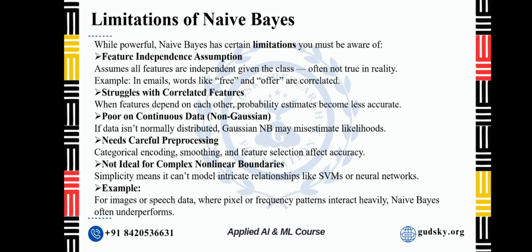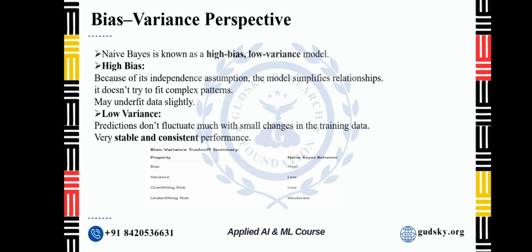And if we see the next slide, the bias-variance perspective. Here is an important theoretical viewpoint. Naive Bayes is a high bias, low variance model. So let's unpack that. High bias means that because of the independence assumption, naive Bayes doesn't try to learn complex patterns. It makes a simplified model of the world. That means it won't perfectly capture every subtle relationship, right?